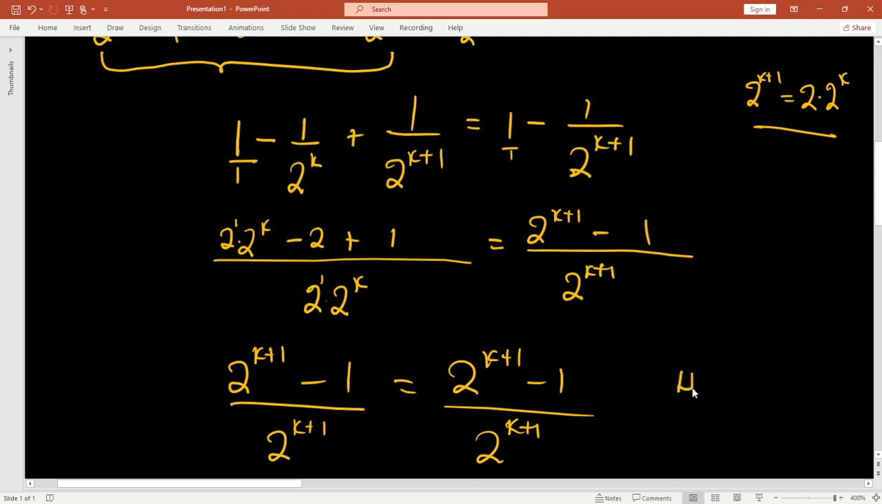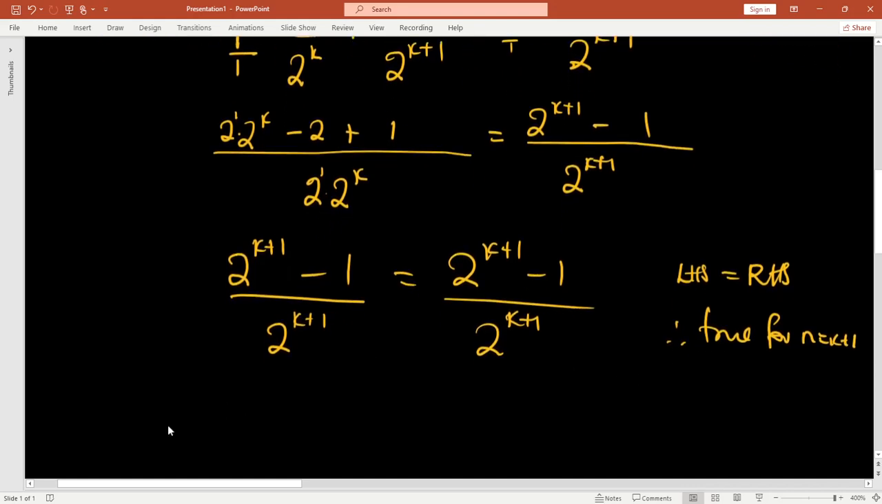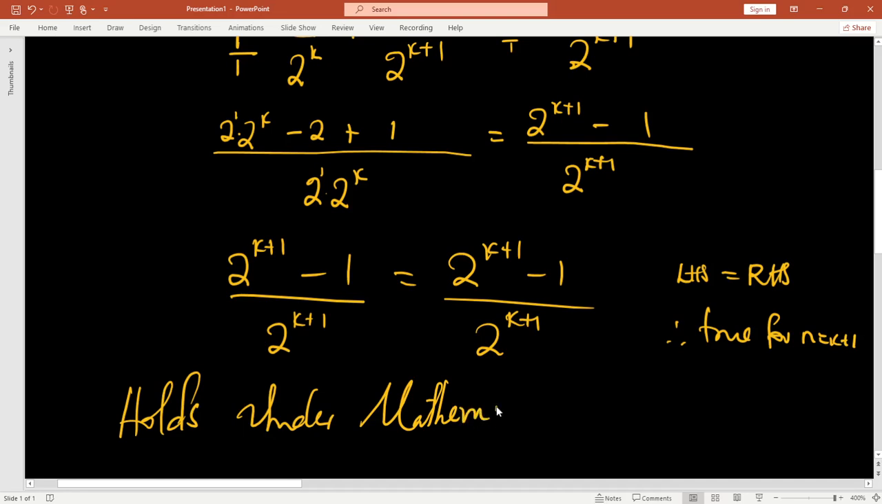So there we have it. The left hand side is equal to the right hand side. If this is the case, then this is true for n equals k plus 1. If this is true for n equals k plus 1, then the statement that we have holds under mathematical induction. Alright, thank you.